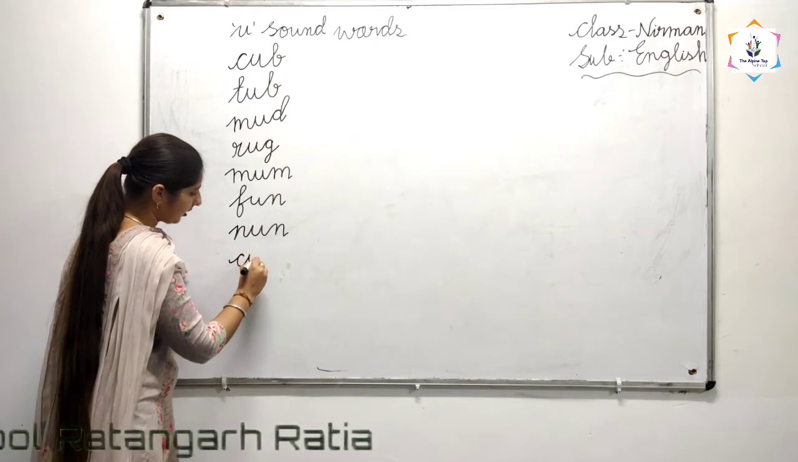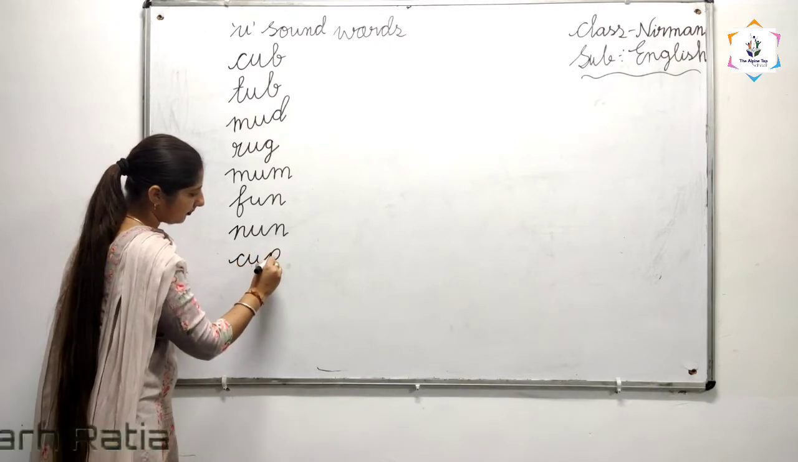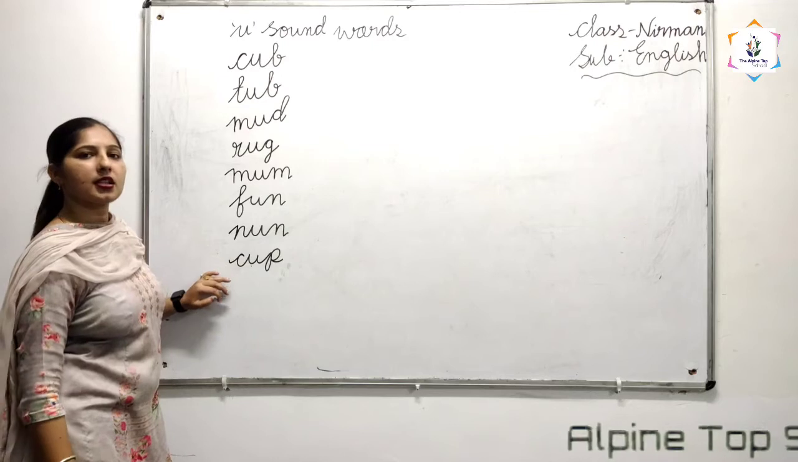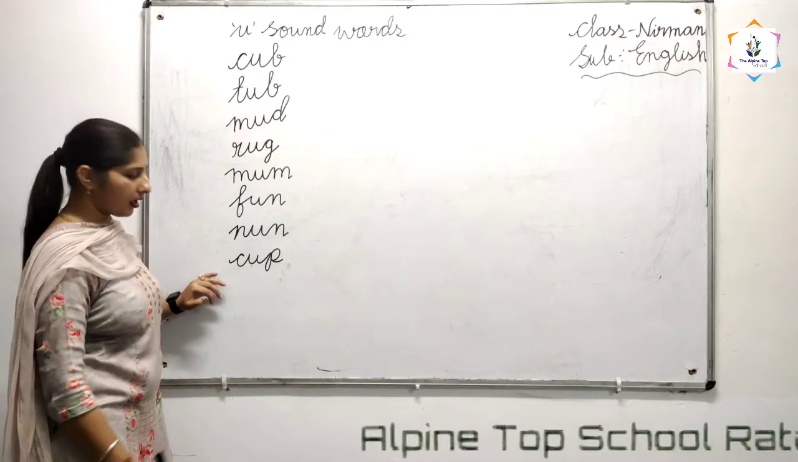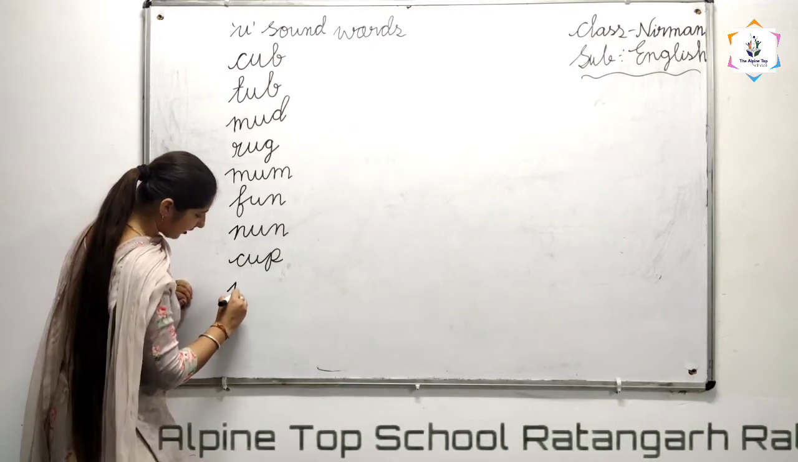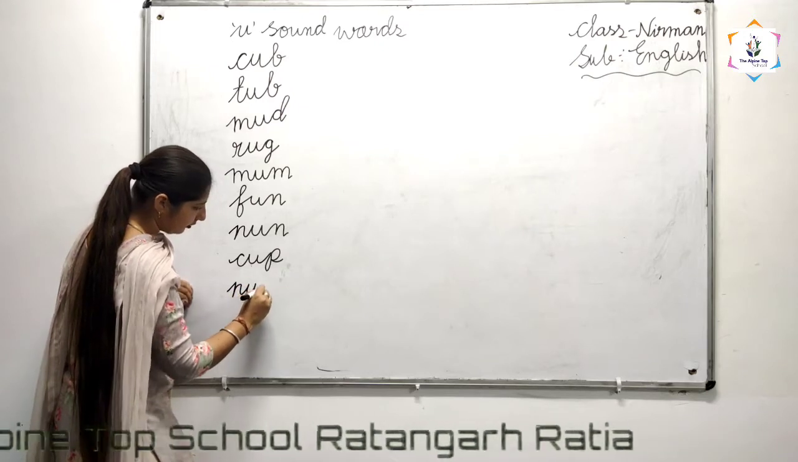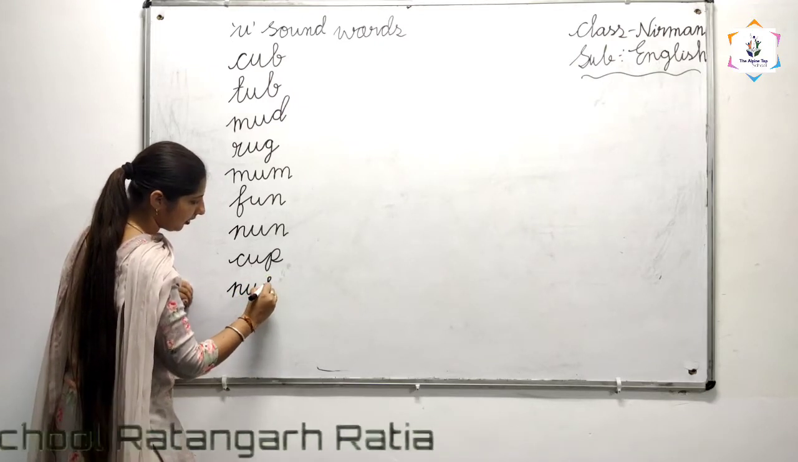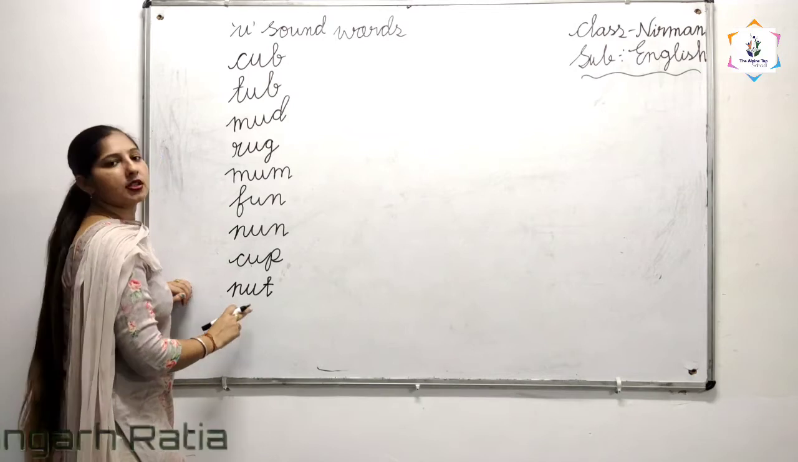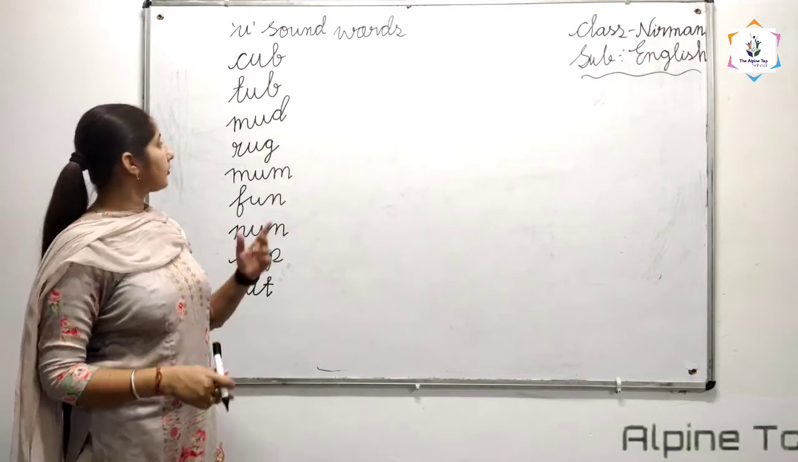Now C, U, P. It's cup. C, U, P, cup. Now the last one is N, U, T, nut. So one more time I am going to revise this.